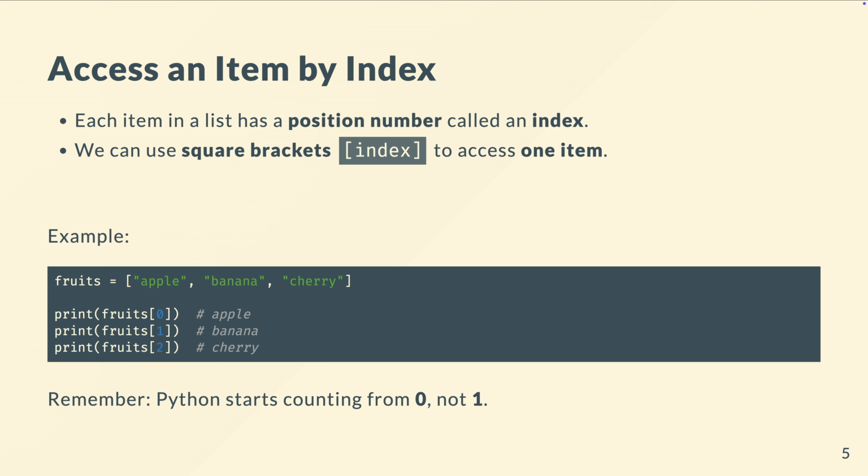Let's look at the example with fruits. The list has apple, banana, and cherry. Apple is at index 0. Banana is at index 1. Cherry is at index 2. So when we print fruits at index 0, we get apple. When we print fruits at index 1, we get banana. When we print fruits at index 2, we get cherry. Remember, Python starts counting from 0, not 1.